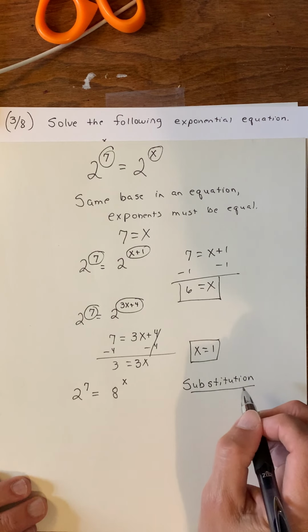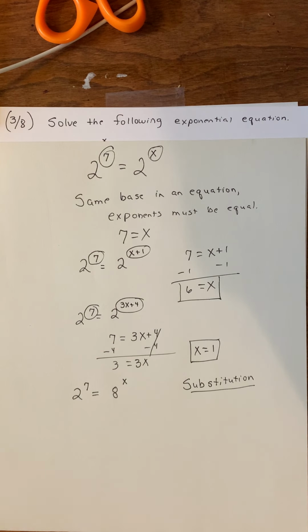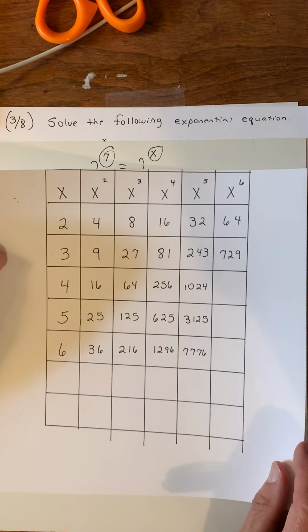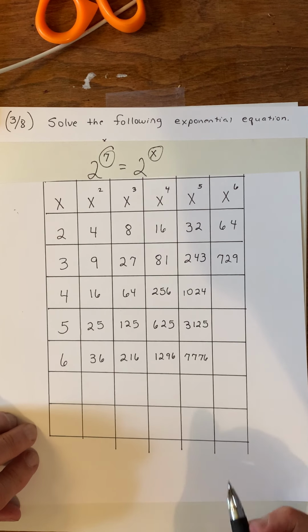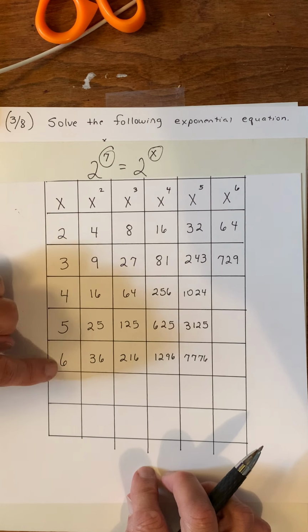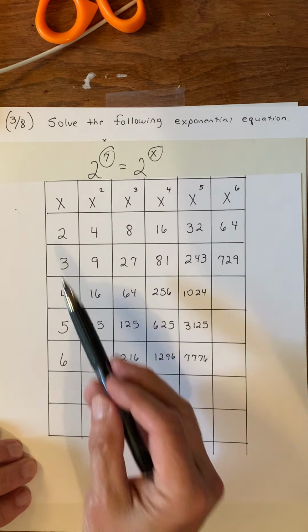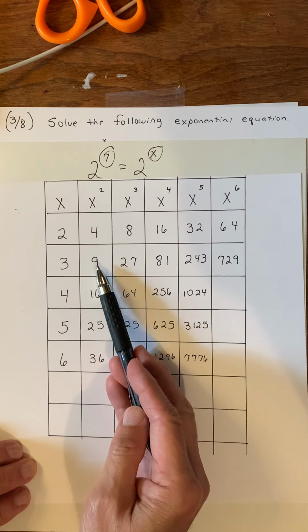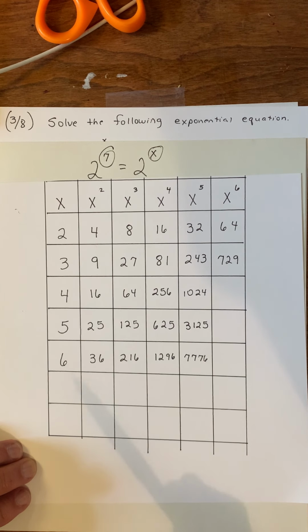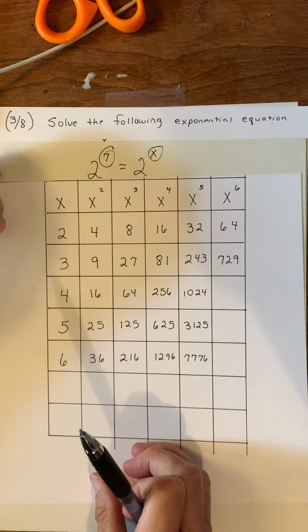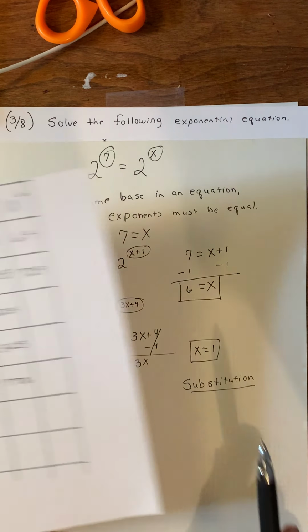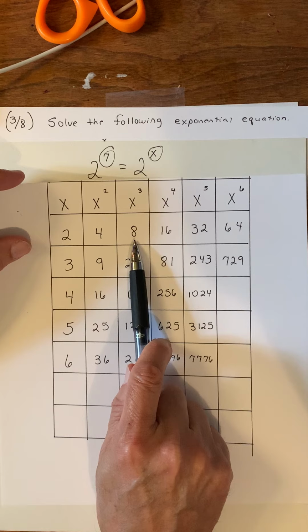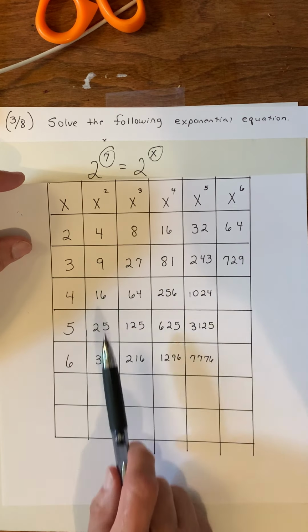Now, a while back, I gave you a little chart. Hopefully you wrote it down, but if not, you could probably recreate it. It looks something like this. It's what some very basic numbers are raised to powers. 2 squared, 2 to the 3rd, 2 to the 4th, 2 to the 5th, etc. 3 squared, cubed, to the 4th, etc. So for instance, if I wanted to make a substitution in the place of 8, I could substitute 2 to the 3rd power.